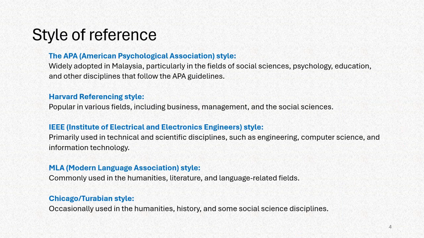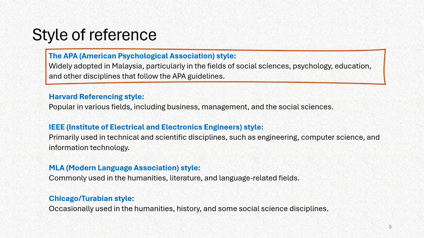Reference styles are standardized formats for citing sources of information in academic and professional writing. They provide a consistent way to acknowledge the sources used in a document. The reference styles provide detailed guidelines on how to format the in-text citations as well as the reference list. This includes aspects like capitalization, punctuation, ordering of elements, and formatting for different source types. There are many styles of reference available as written here, but in this video, I will share with you the most common style used in the universities in Malaysia, which is the American Psychological Association style, or more widely known as the APA style.